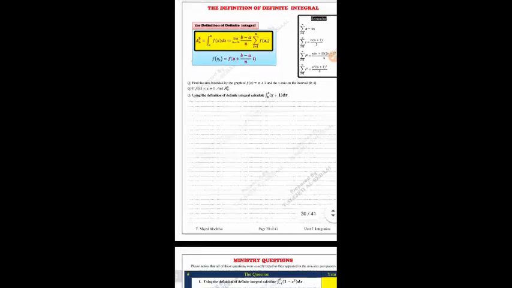Okay. See, the question can come in 3 different ways. It can say, find the area bounded by the graph of f of x, the x-axis, and the interval 0 to 4. It can also be given another way: if f of x equals x plus 1, find the area from 0 to 4. This is the other notation.